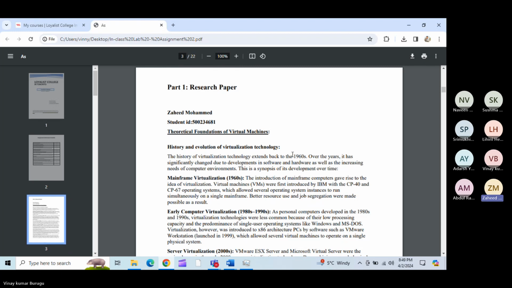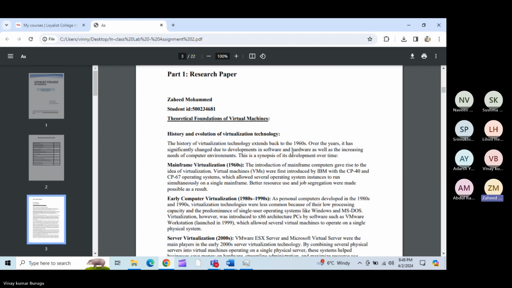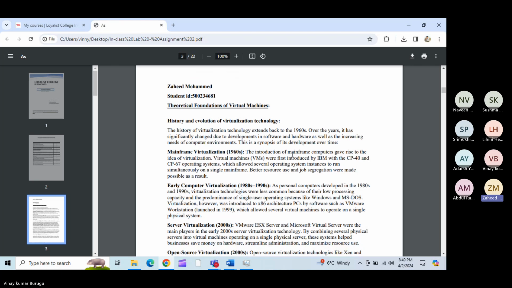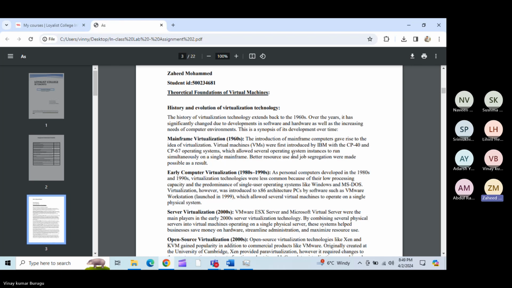My topic is about the history and evolution of virtualization technology. The history of virtualization technology extends back to the 1960s. Over the years, it has changed significantly due to developments in software and hardware, as well as the increasing needs of computer networks. Virtualization was introduced with mainframes in the 1960s. The introduction of the mainframe computer gave rise to the idea of virtualization.